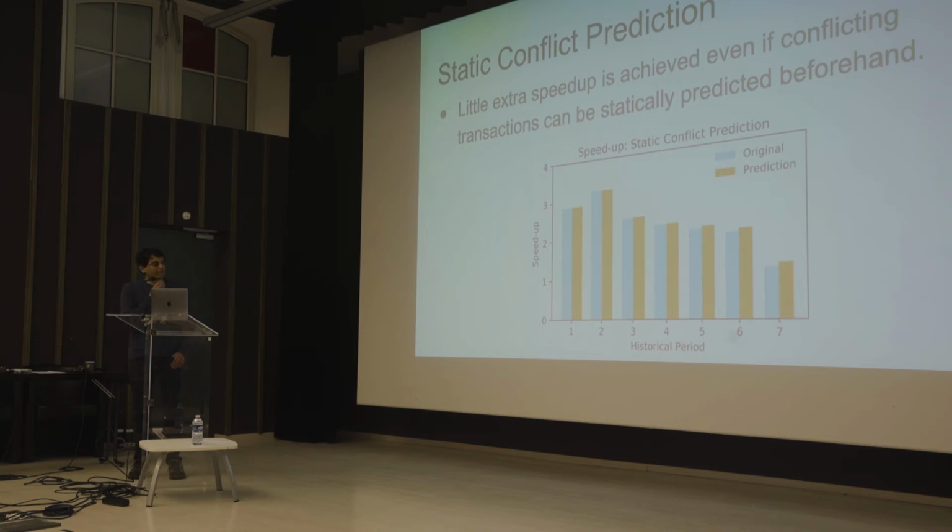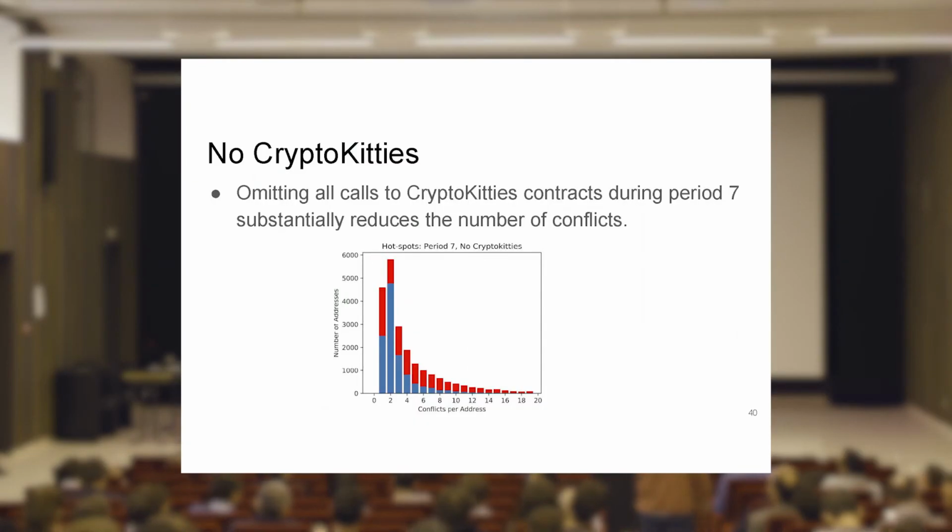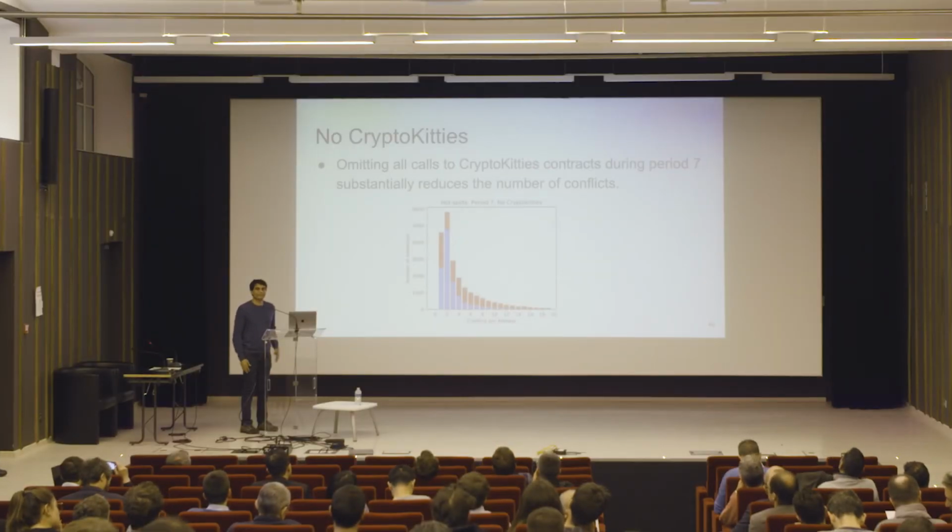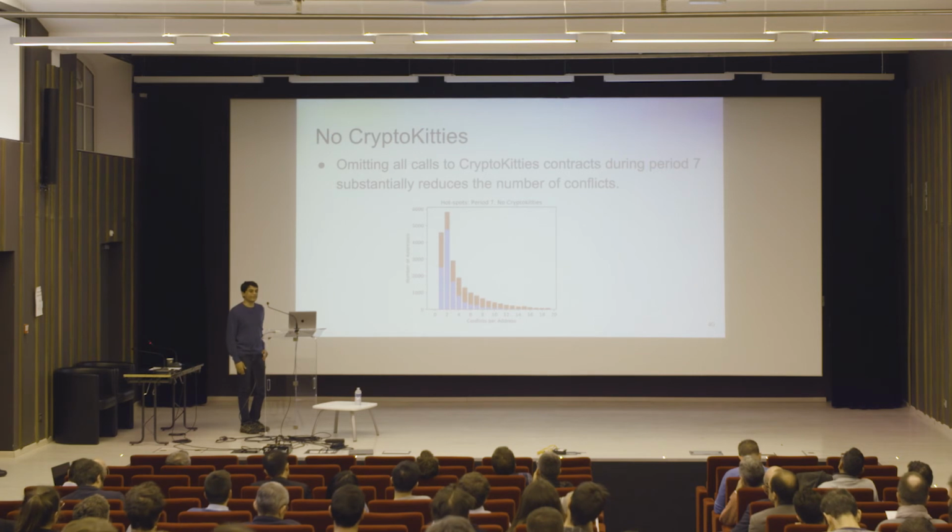But in general, this suggests that maybe it's not worthwhile to look at static conflict prediction for this sort of technique. And one more alternative experiment we looked at was simply removing the calls to CryptoKitties in time interval 7. I noticed when I was looking through one of the Ethereum explorers that there were a lot of calls to CryptoKitties around that time. Sometimes blocks had like 50% calls to CryptoKitties. So I just thought I would drop them.